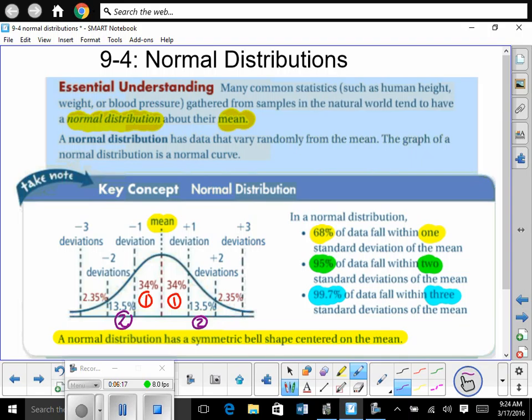fall in that range. But total, 95% will fall within 2 standard deviations total. Does everybody understand that? Questions? Am I being clear? Okay.